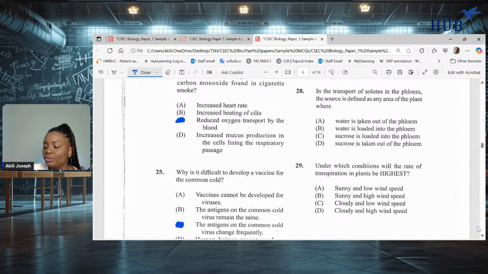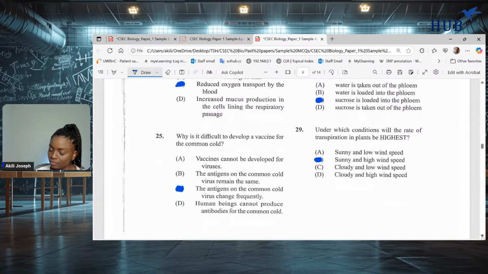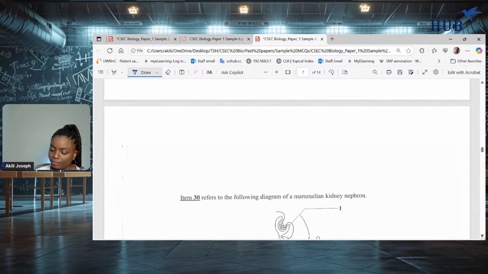In the transport of solutes in the phloem, the source is defined as any area of the plant where, is it water is taken out of the phloem, water is loaded into the phloem, sucrose is loaded into the phloem, or sucrose is taken out of the phloem? See, where you have phloem loading occurring, sucrose is loaded into the phloem. Under which condition will the rate of transpiration in plants be the highest? Is it sunny and low wind speed, sunny and high wind speed, cloudy and low wind speed, or cloudy and high wind speed? B, sunny and high wind speed. That's due to the effect of temperature and wind.